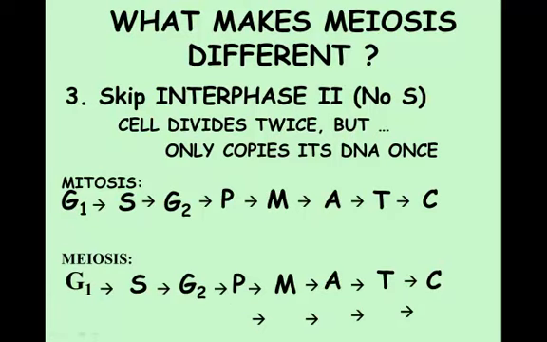We're going to skip interphase the second time. That's the third way that meiosis is different. Remember, we're going to skip interphase the second time through. So we're going to do prophase, metaphase, anaphase, telophase, cytokinesis again, without copying our DNA. We're going to divide twice, but we're only copying the DNA the first time through. So remember, this is a double division.